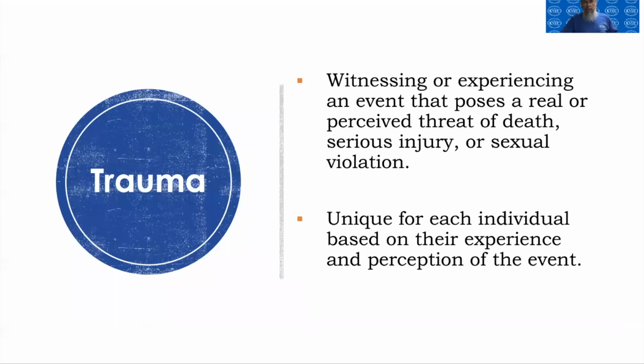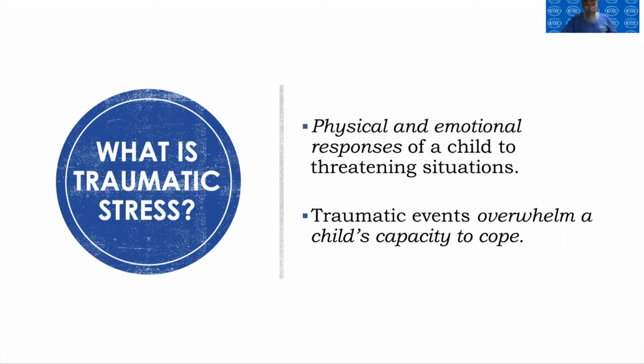So the next thing we want to look at briefly is trauma. So what is trauma? Trauma is witnessing or experiencing an event that poses a real or perceived threat of death, serious injury, or sexual violation. And it is unique for each individual, based on their experience and their perception of the event. So, what is traumatic stress? Traumatic stress is the physical and emotional responses of a child to threatening situations. Traumatic stress is distinct from regular stress in that regular stress is short lived, comes and goes, and does not elicit intense feelings of terror, powerlessness, and lack of control.